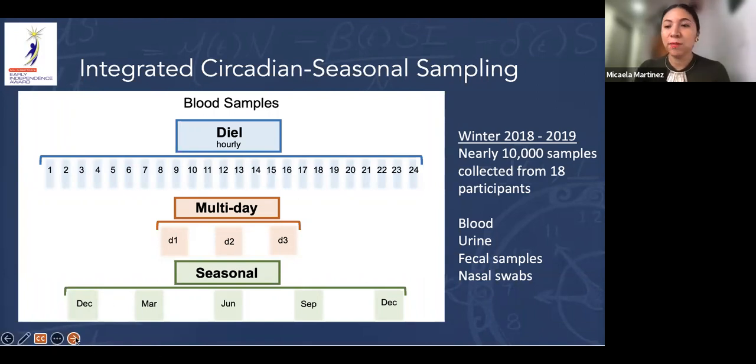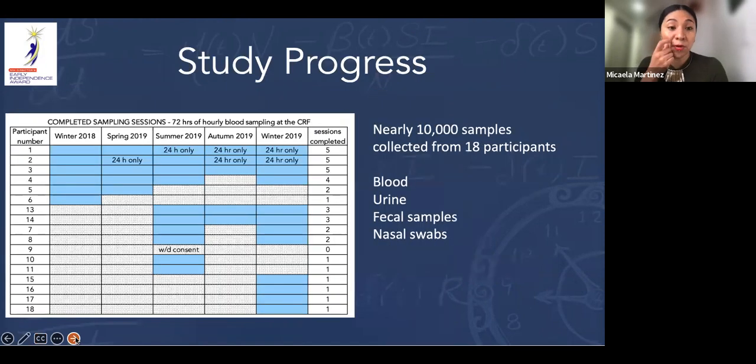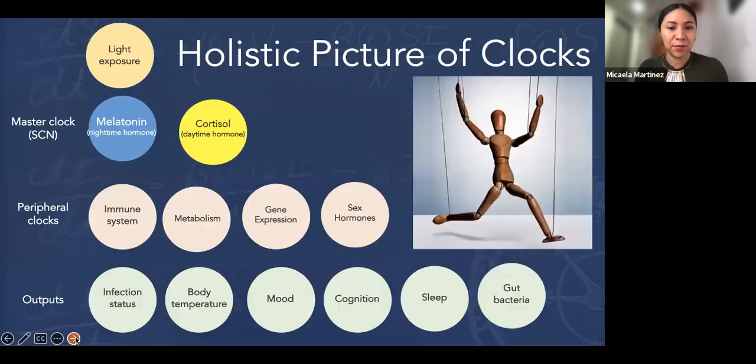So this was incredibly high resolution sampling. We also took urine samples, fecal samples, and nasal swabs from them. So from our 18 participants, we collected almost 10,000 samples. I'm going to skip through that.